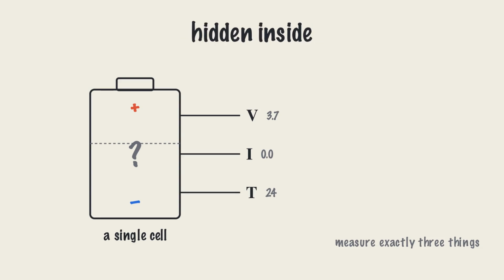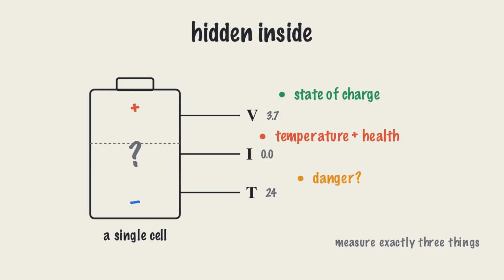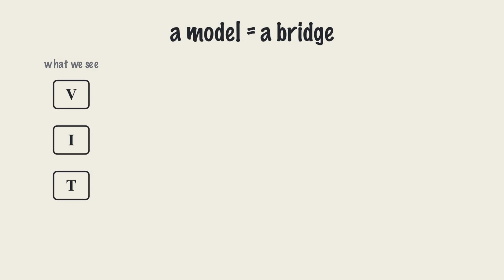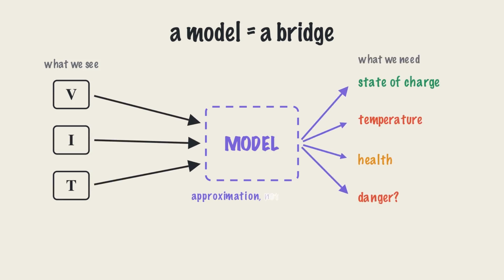But the things we care about are hidden inside. How full it is, the state of charge, how hot the core is, and how much life it has lost, and whether anything dangerous is starting. And state of charge cannot be measured directly. So we build a bridge. From the 3 numbers we can see to the ones we cannot. That bridge is a model. A simplified stand-in that predicts the inside from the outside.